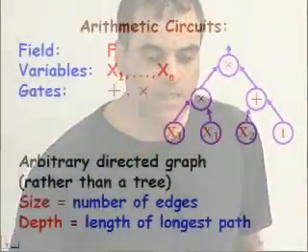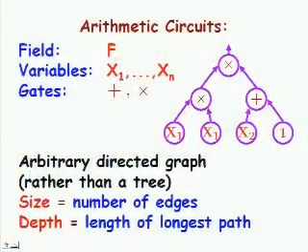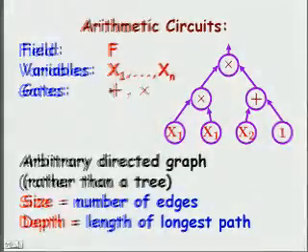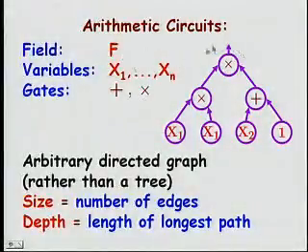When we talk about arithmetic circuits, it's exactly the same. Again, we have the same gates, the same variables, the same field, except that we allow arbitrary directed acyclic graphs rather than trees. So this can be any directed acyclic graph, which means that we can use a computation that we already did more than once. So this is an arithmetic circuit, and again, each gate in the circuit computes a polynomial in F[x1,...,xn] in the obvious way.